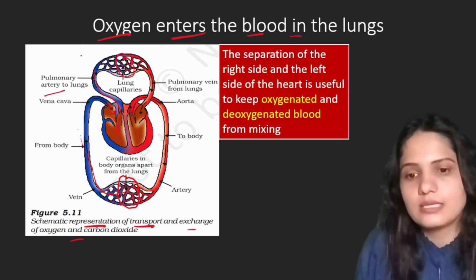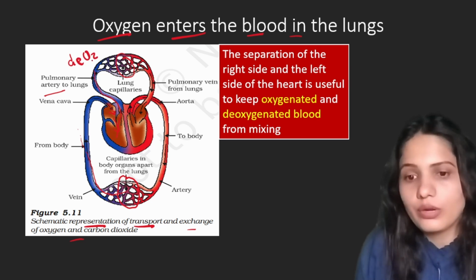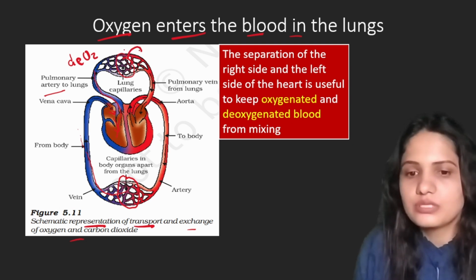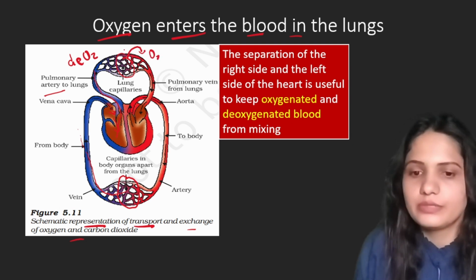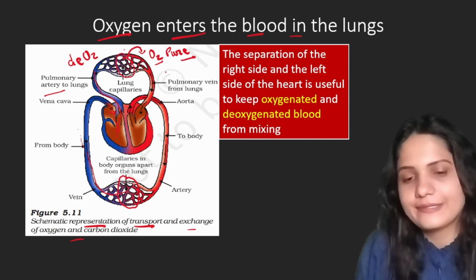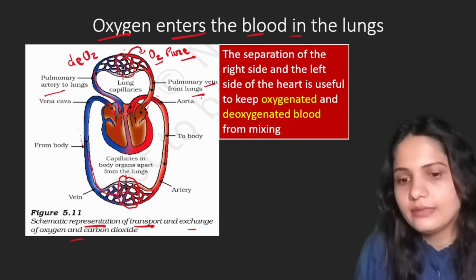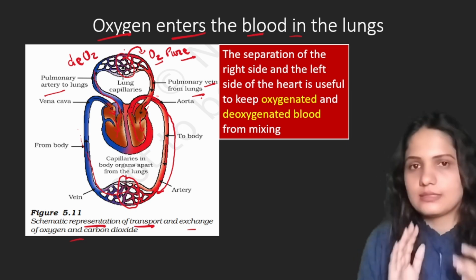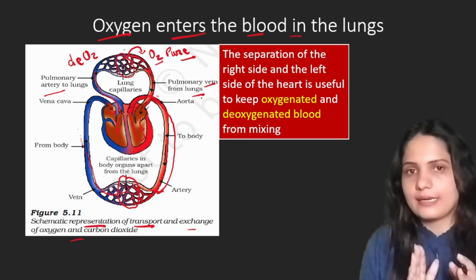Inside the lungs, this deoxygenated or impure blood is purified by adding oxygen, and once the oxygen is added, this blood becomes oxygenated or pure. Now this pure or oxygenated blood is carried by the pulmonary vein from the lungs to the heart, and in the heart it enters the left atrium, then from the left atrium it enters the left ventricle, and then from the left ventricle it goes to the body via arteries. This is the transport and exchange of carbon dioxide and oxygen.